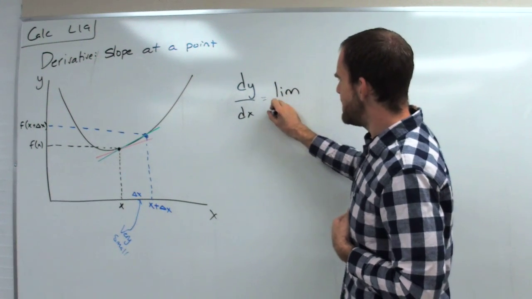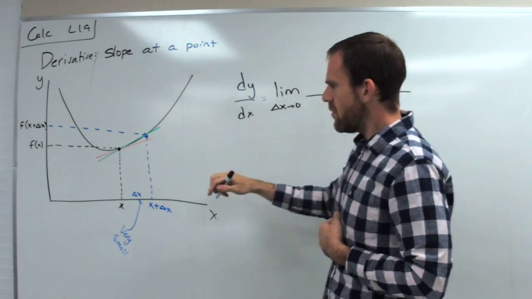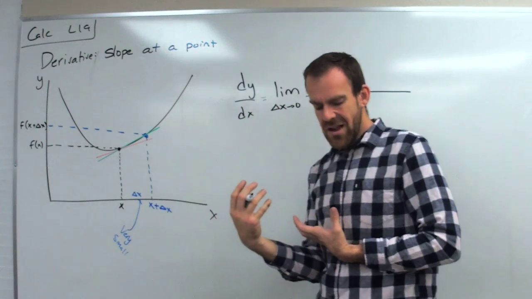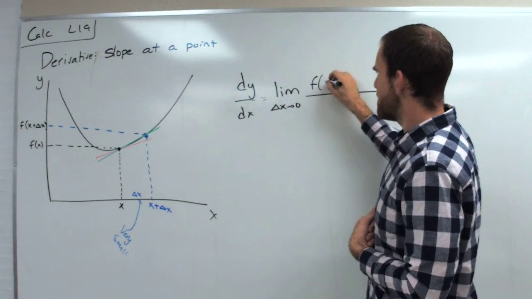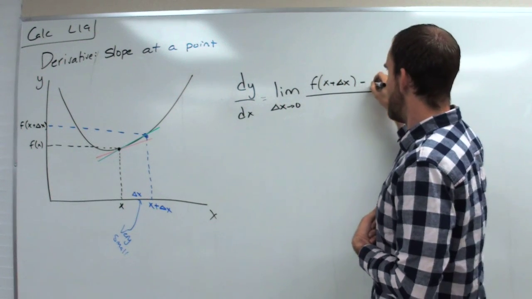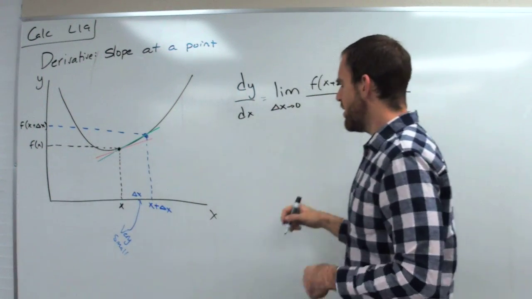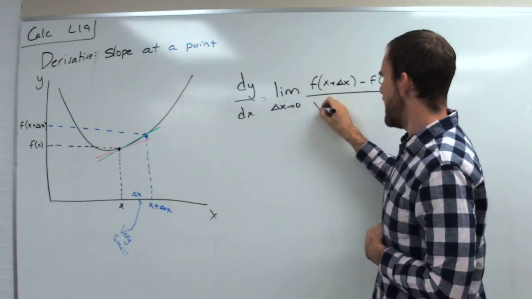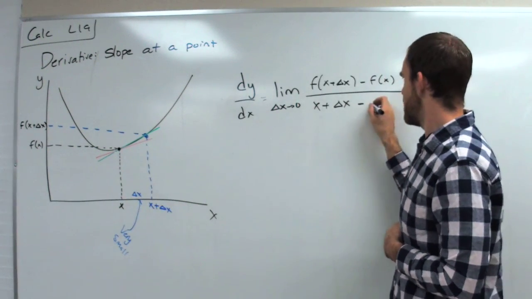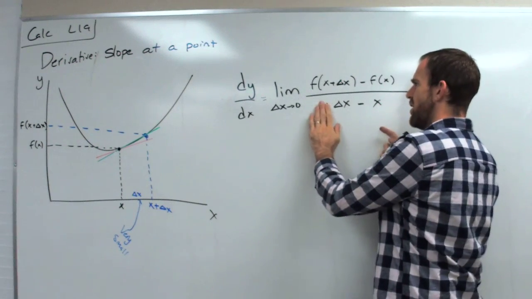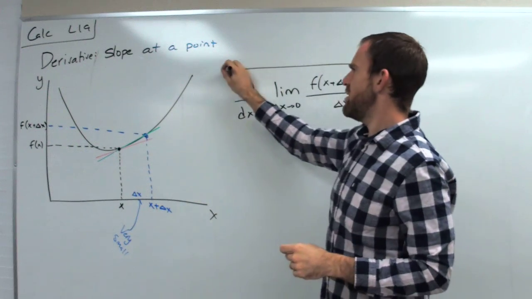It's the limit as delta x approaches 0 of, now, how do I find the slope of a line? Well, y2 minus y1, so f of x plus delta x minus f of x, right? y2 minus y1 over x2, x plus delta x, minus x1, x. If I let these x's go away, I get this, which is my formal definition of the derivative.